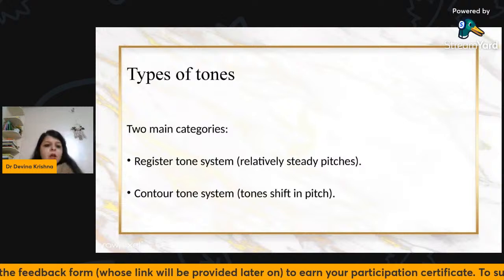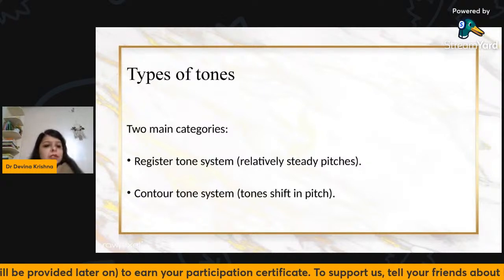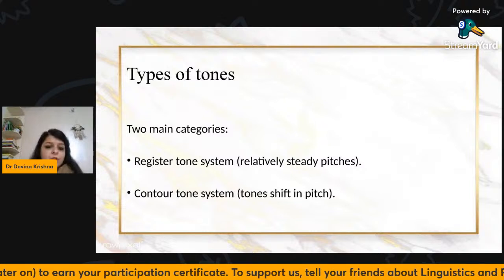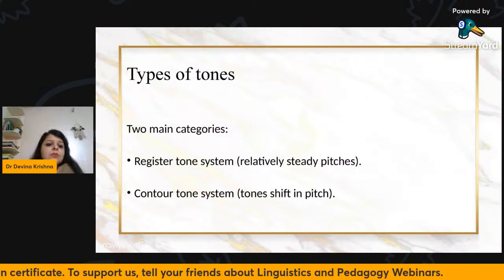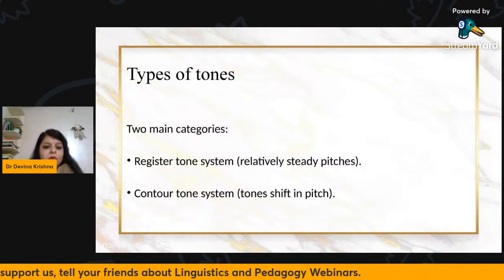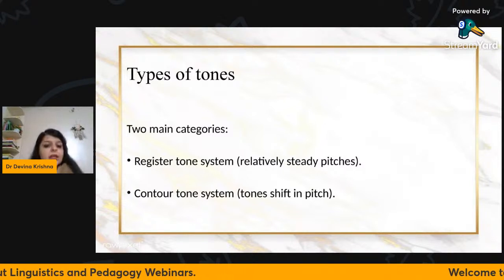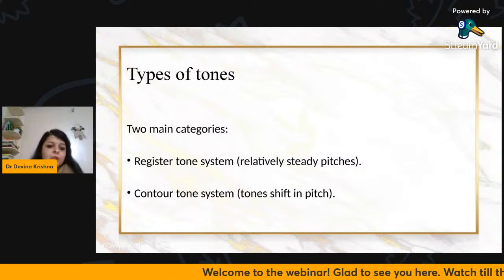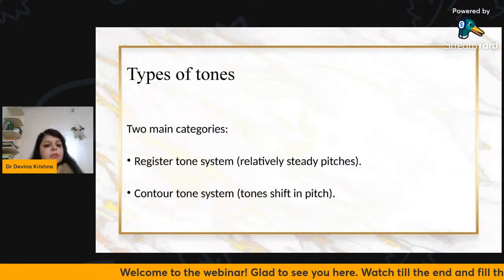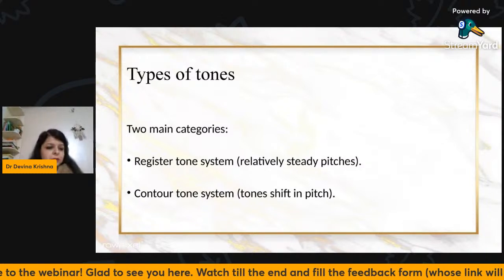Types of tones. As far as the categories of tones are concerned, there are two main categories, and Moira Yip has already talked about it. We have a category called register tone system, where the pitches are relatively steady. And we have another category which is called a contour tone system, where tones shift in pitch. These are gliding tones. The tones glide from one tone to the other. And Dogri is a combination.